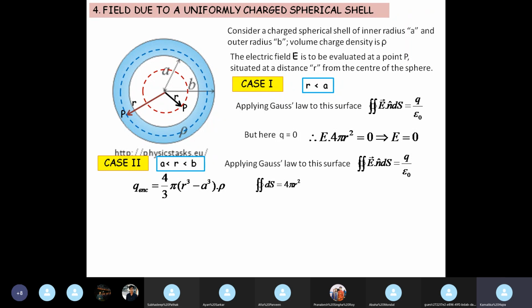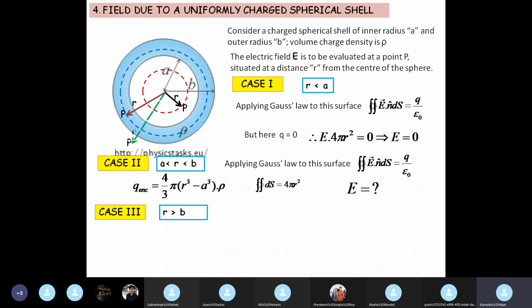So I want you to put these values in Gauss's law and find the expression for the electric field. Everything has been done. I have told you what the value of integral dS is. I have told you what q enclosed is. So you just have to put it in Gauss's law and find E. And case 3 is similar. r is greater than b. That is, the point P is outside the shell, somewhere outside the shell.